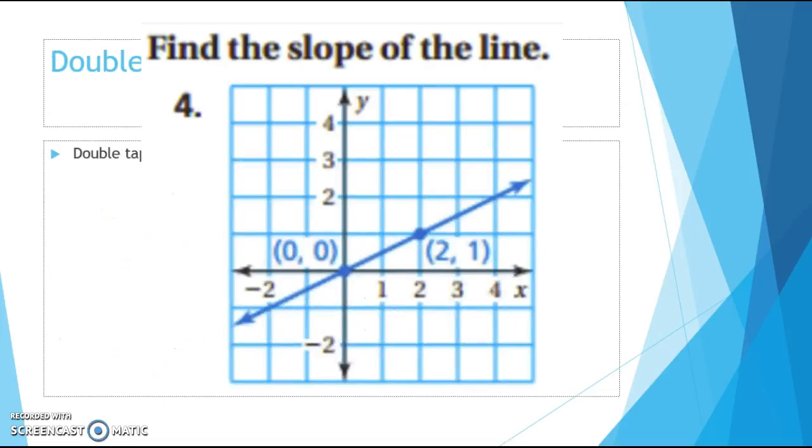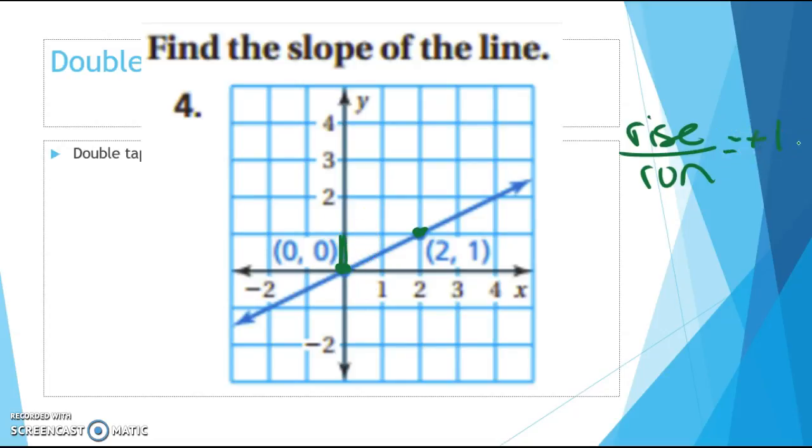Alright, so now this next question asks us to find the slope of the line. So we're going to use our 2 points here. We have point (2, 1) and point (0, 0). Now there's a couple of different ways that you can find the slope. One way is that you can always use the equation rise over run. So you look at how far you go up first. So from this point to that point, I go up 1. So that's a positive 1.